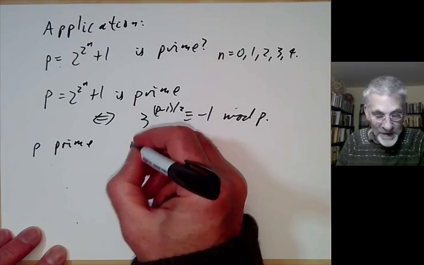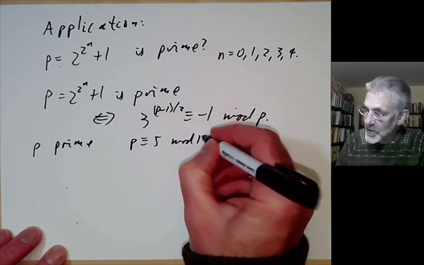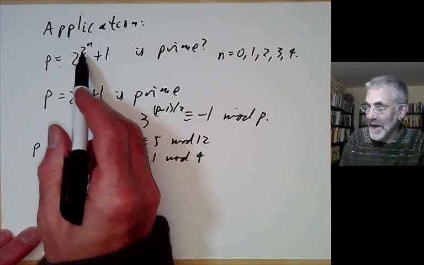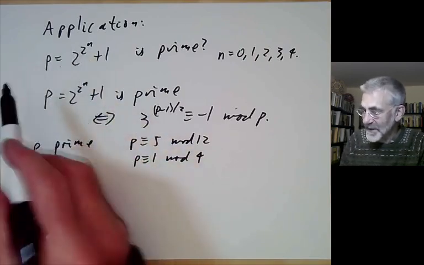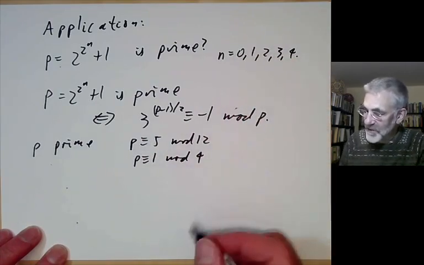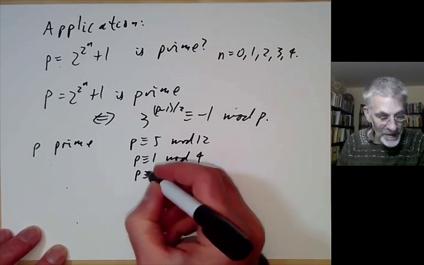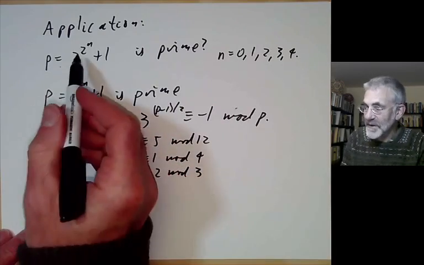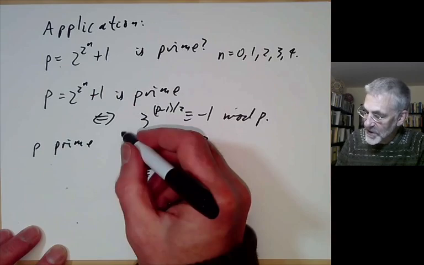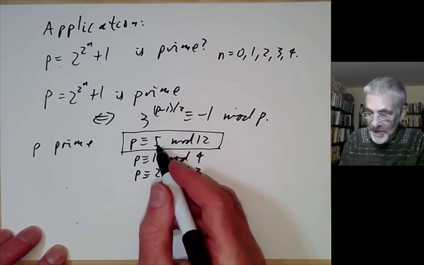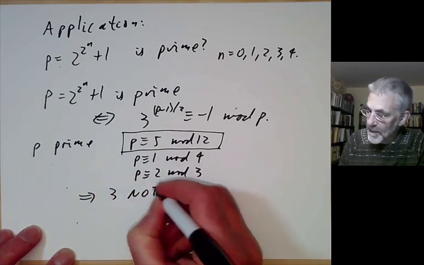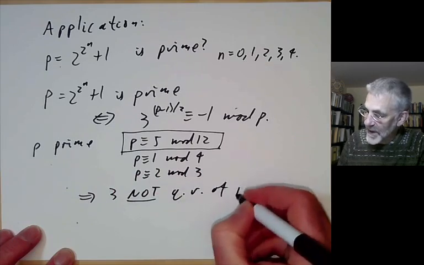Well, if p is prime, we notice that p is congruent to 5 modulo 12, because p is congruent to 1 modulo 4, because that's divisible by 4, unless n is 0 or something. So we're going to ignore the first two or three small values. And we also notice that p is congruent to 2 modulo 3, because this bit is going to be congruent to 1 modulo 3, and so is that. And the Chinese remainder theorem shows that if p is 1 mod 4 and 2 mod 3, it must be 5 mod 12. Well, this implies that 3 is not a quadratic residue of p.